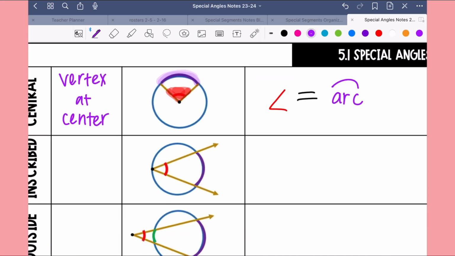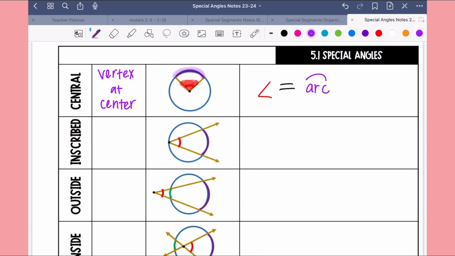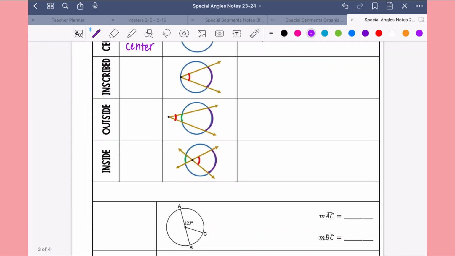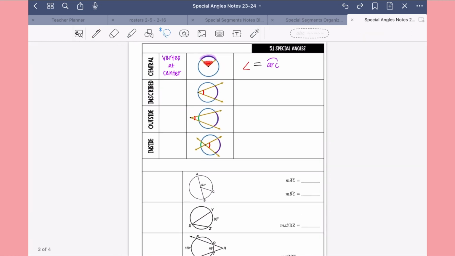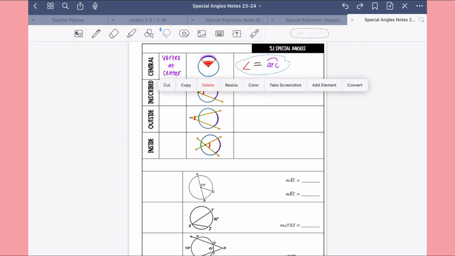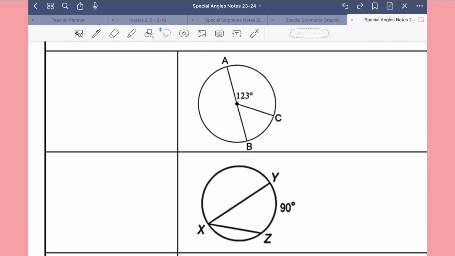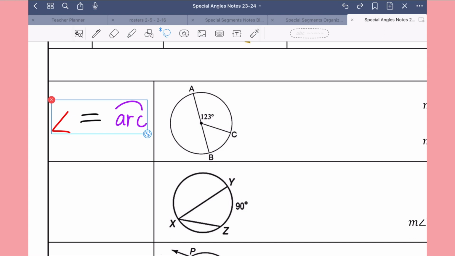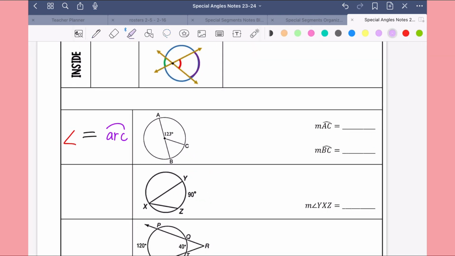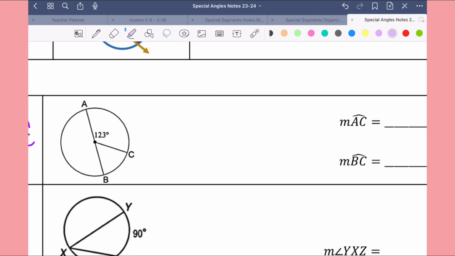Now, like I said, we learned this already, so we go to this example at the bottom here. My vertex is at the center, so I'm going to write the equation, so let me copy it. So copy and then bring it to this first example right here. Okay, so I know that the angle equals the arc. So what are they asking for? They're asking for arc AC first, so that's here.